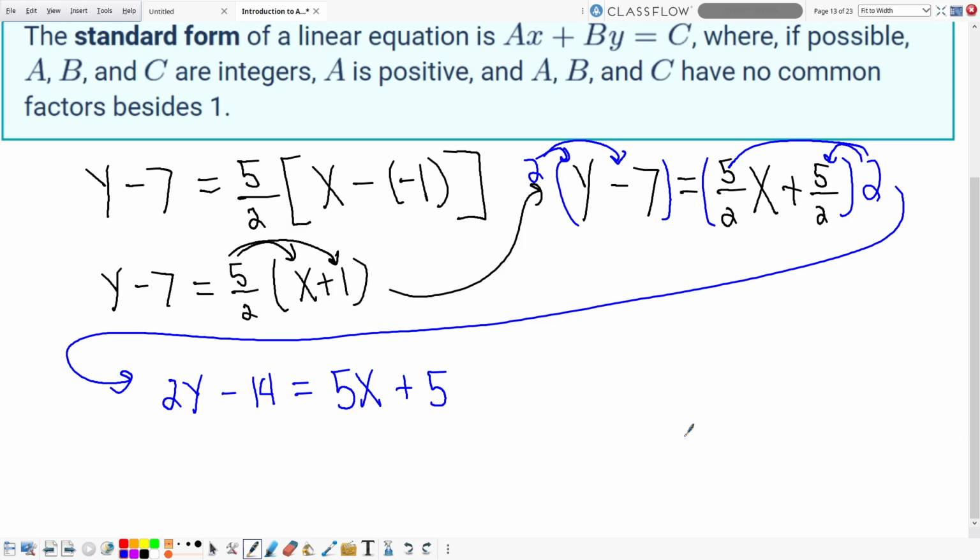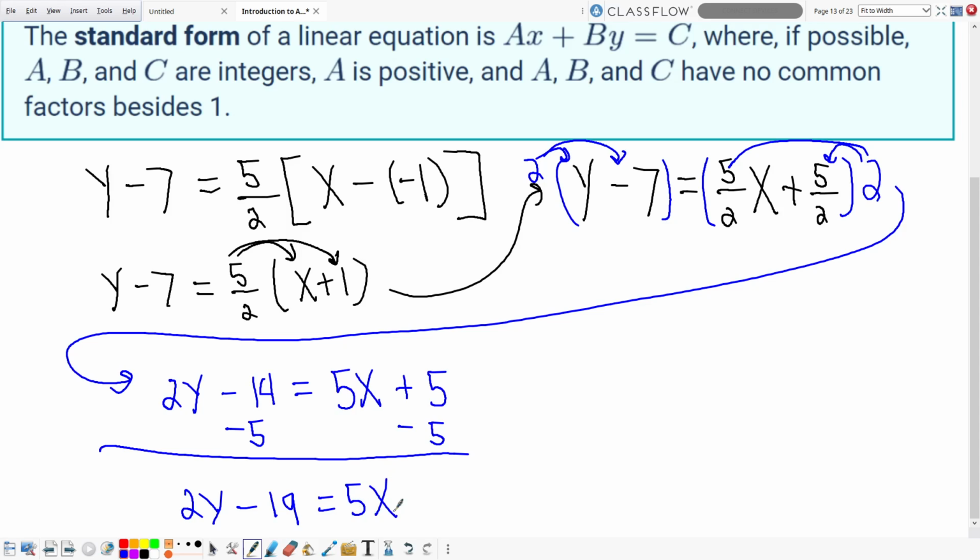Now I want to move my terms without the variable x or y on one side. So I'm going to do that by subtracting 5 on both sides. So minus 5, minus 5. When we do that, we get 2y minus 19 is equal to 5x. Okay, I'm just going to rewrite that over here. I know my drawing isn't the best, but it is what it is. So we got 2y minus 19 is equal to 5x.